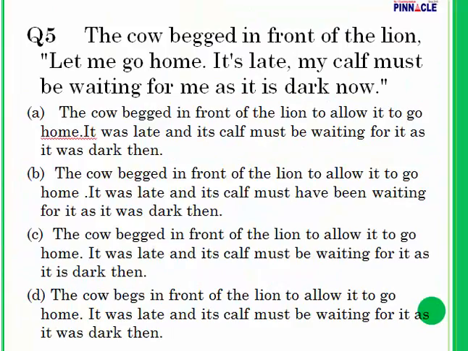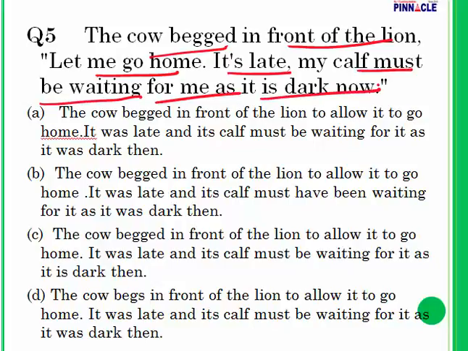Question number 5. The cow begged in front of the lion, let me go home, it's late, my calf must be waiting for me as it is dark now. Now what kind of a sentence is this? This is again, let me go home now, it's a request. So it's an imperative sentence. The cow begged in front of the lion to allow it to go home. It was late. Its calf must be waiting for it as it was dark then.